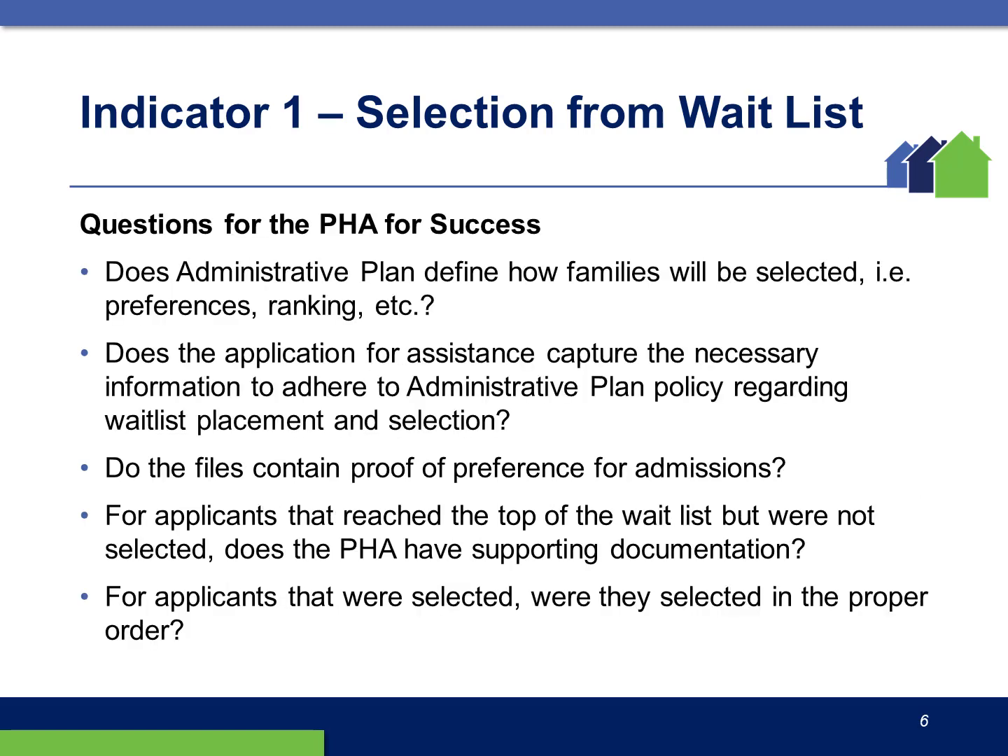For each indicator, this training provides key questions for PHA success that the PHA should review and answer to achieve indicator success. The questions for Indicator 1 are: does the administrative plan define how families will be selected, for example, preferences or ranking? Does the application for assistance capture the necessary information to adhere to administrative plan policy regarding waitlist placement and selection? Do the files contain proof of preference for admissions? For applicants that reached the top of the waitlist but were not selected, does the PHA have supporting documentation? Were applicants selected in the proper order?